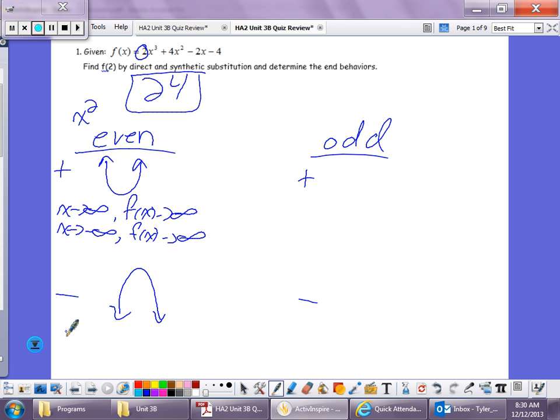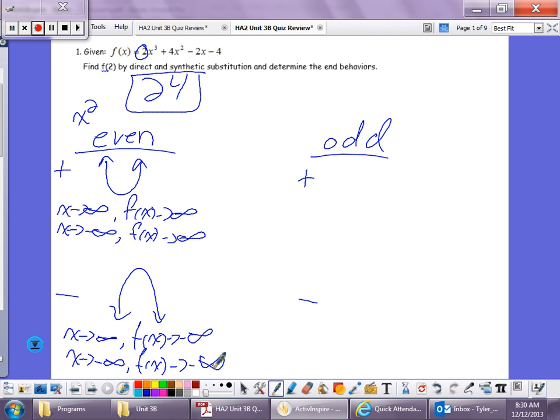For this one, as x goes to infinity, f of x goes to negative infinity. And as x goes to negative infinity, f of x goes to negative infinity as well. So I'm just looking at these two graphs.